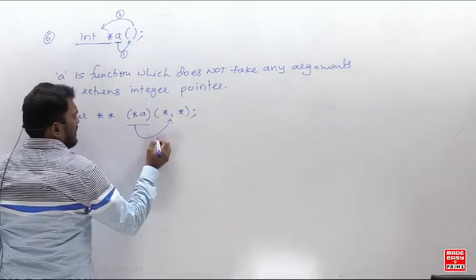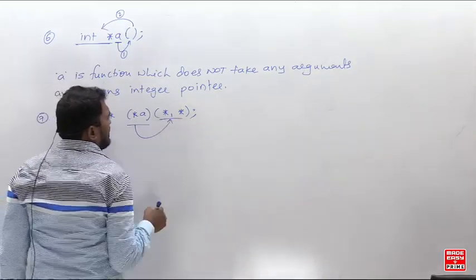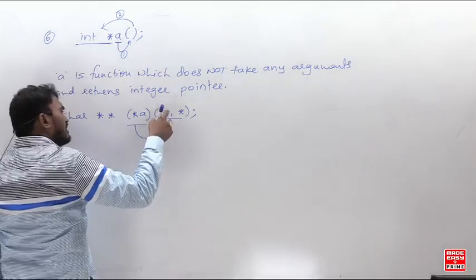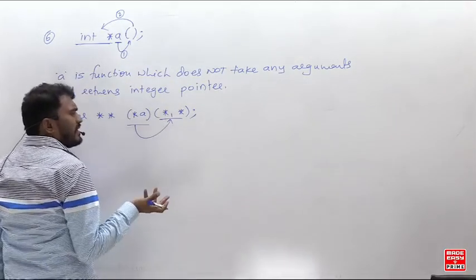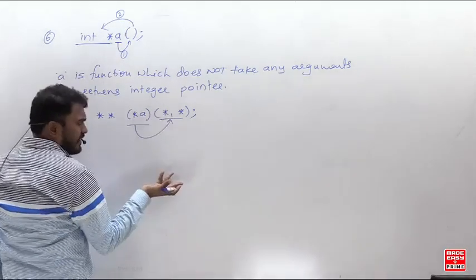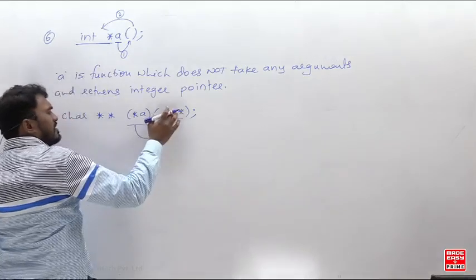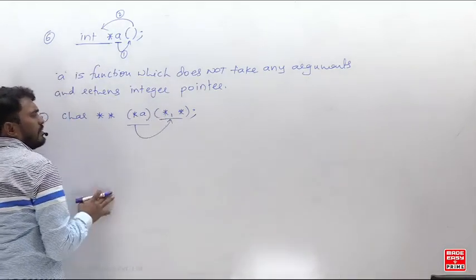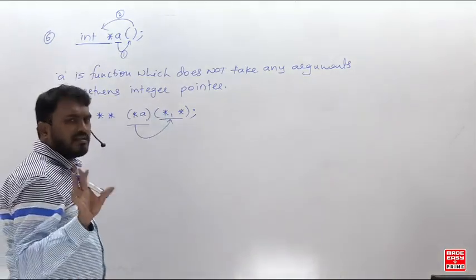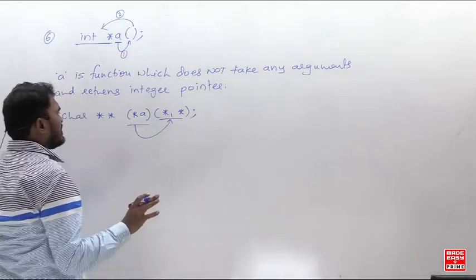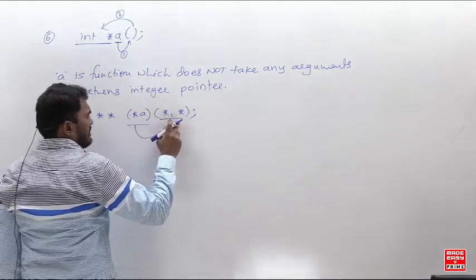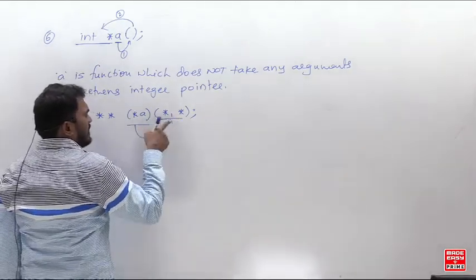Pointer to function. So is this function taking arguments? Yes, it is taking 2 pointers as arguments. What type of pointer? It is not mentioned, so you don't worry. Pointer means it is taking 2 addresses. What type of addresses? We don't know. So A is a pointer to your function.